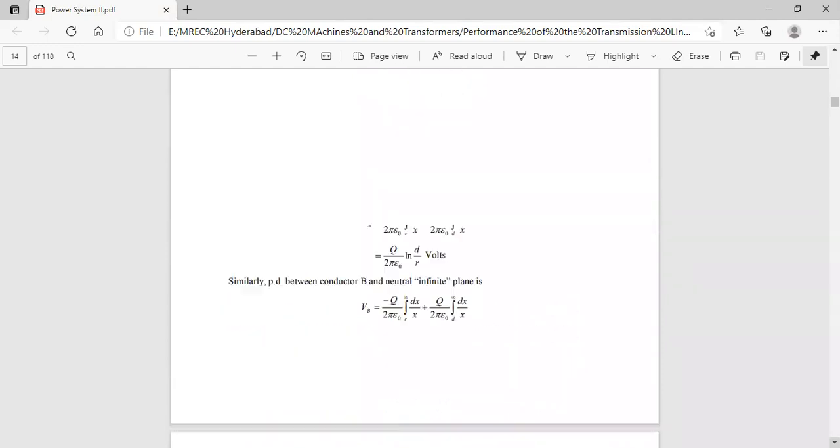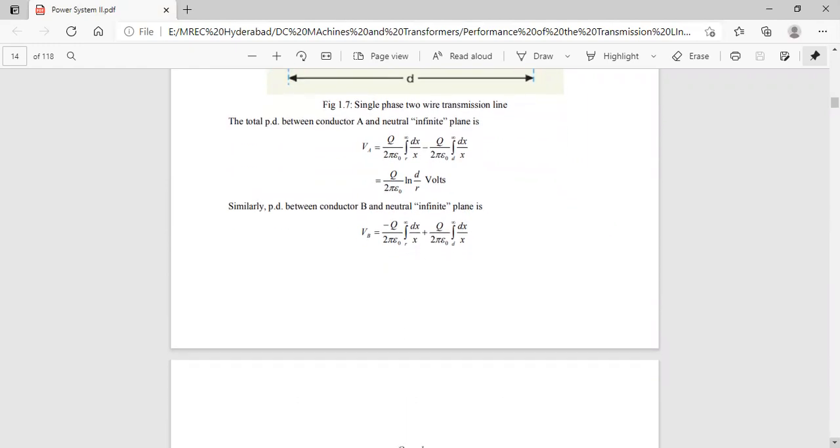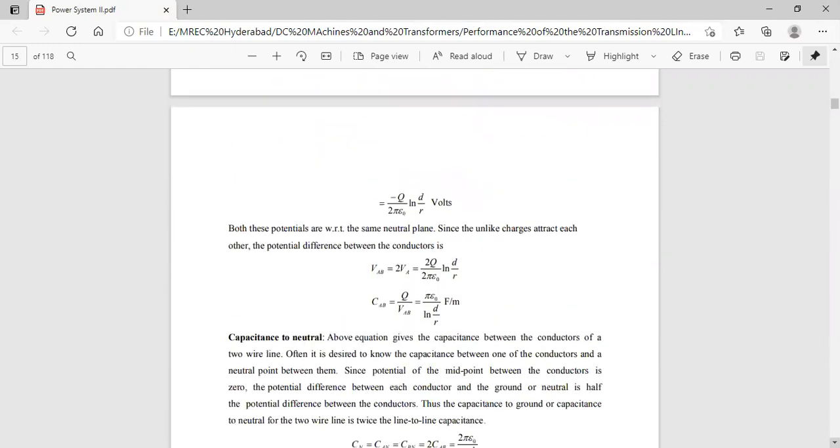So you have to simplify both the equations VA and VB. Simplify equation VA, and we will get q dot by 2 pi epsilon naught into ln of d by r in volts. Then simplify the equation VB, and you will get minus q dot by 2 pi epsilon naught into ln of d by r in volts.